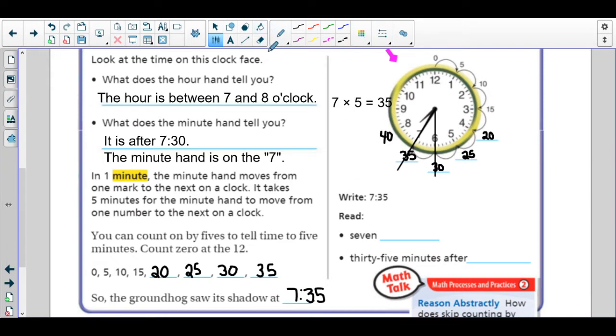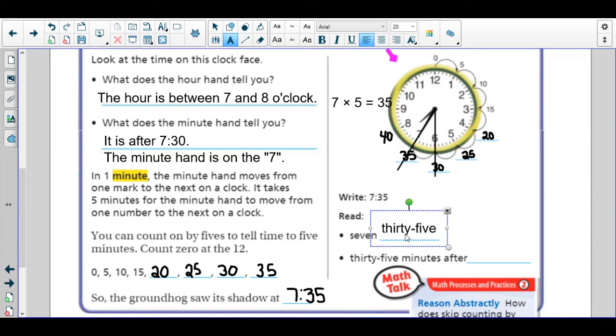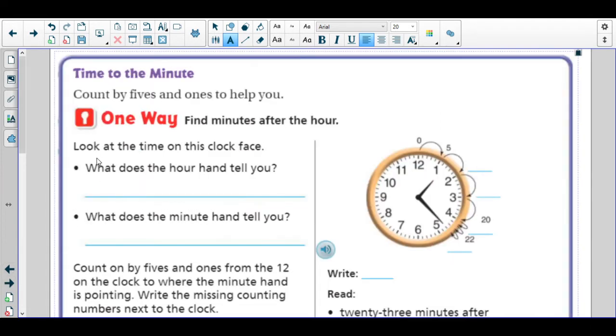And there's a few ways that we can write this. Okay, we can say 7:35. We can also write this out and say 7:35. Or we can say 35 minutes after, well, what hour was that? Well, it was 7, so 35 minutes after 7. Any of those answers right there gives you the 7:35. Okay, let's move along and see what we have here.